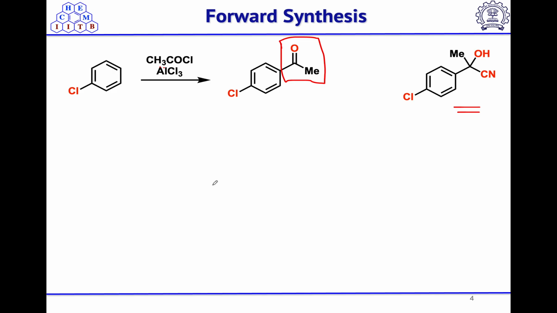So the reagent should be some cyanide source, right? And that should be ionic, like potassium cyanide or sodium cyanide. Better to use sodium cyanide because potassium cyanide is more ionic, so it will be dangerous to our health. Okay.